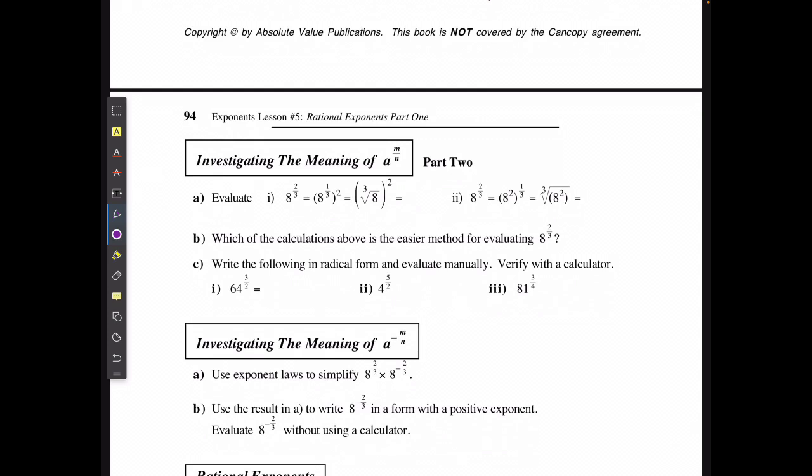So, if I'm evaluating these values, then I could say that a to the 2 over 3 is the same as a to the 1 over 3 squared, which is the same as the cube root of a squared. The cube root of a is 2, and when I square it, I get 4.